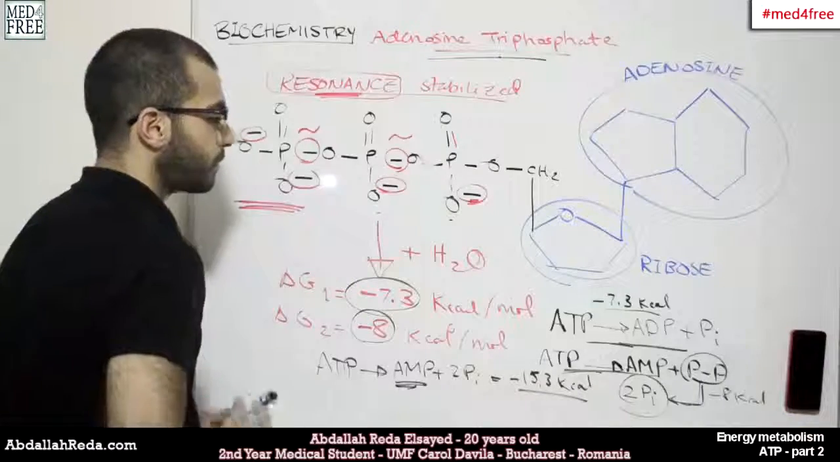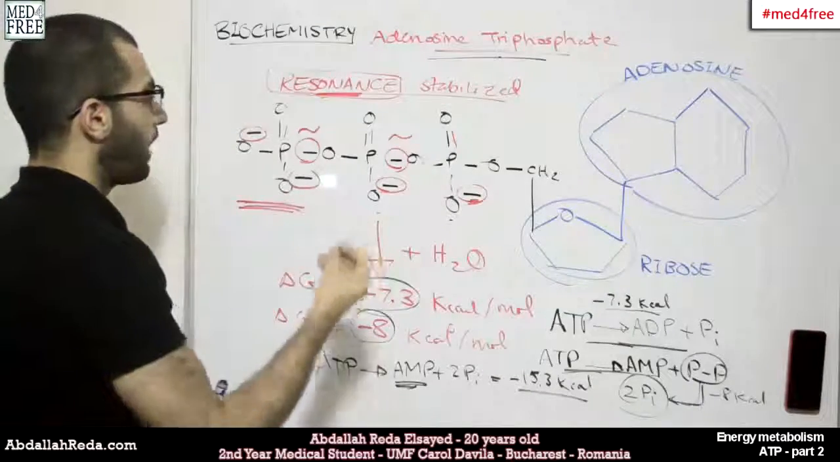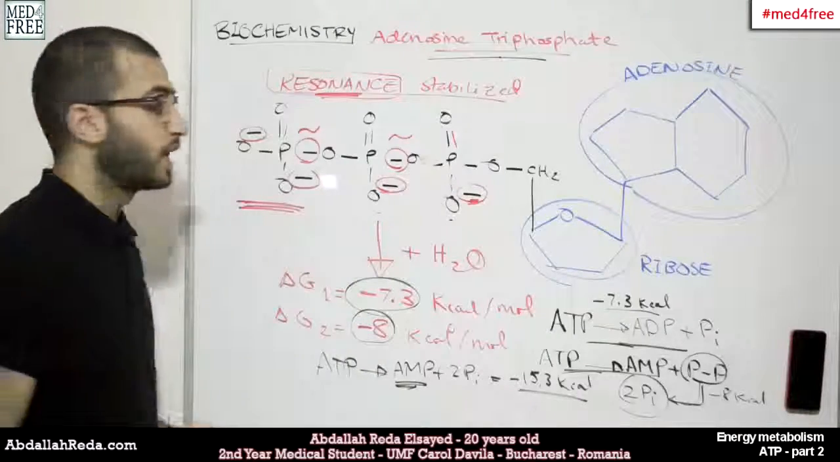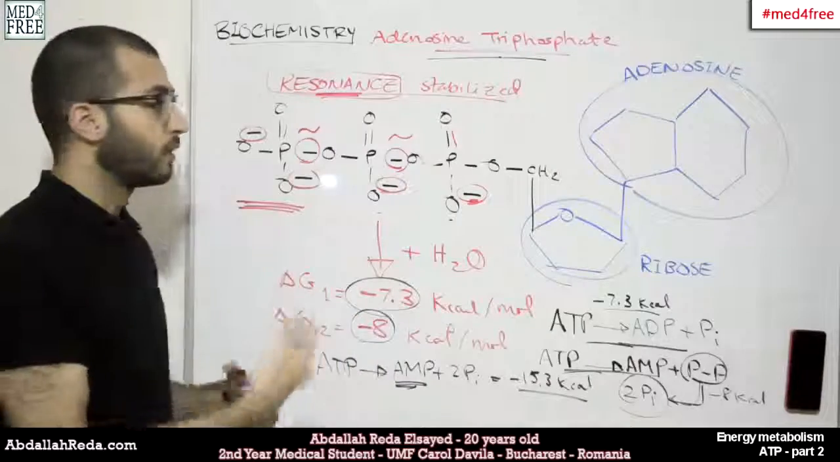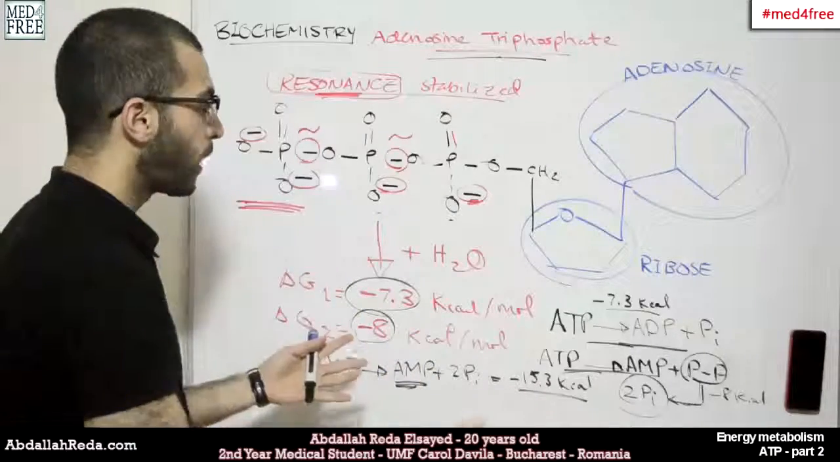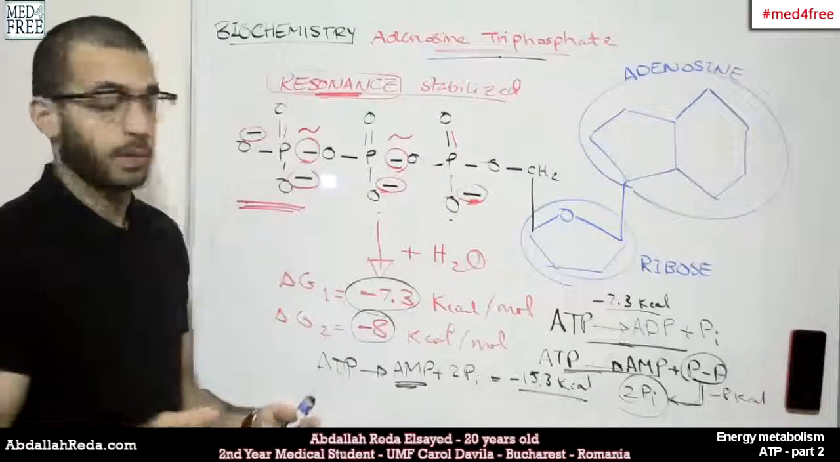AMP. And this is the idea of how adenosine triphosphate is broken down in order to give energy for the compounds, in order to make this indirect energy coupling thing.